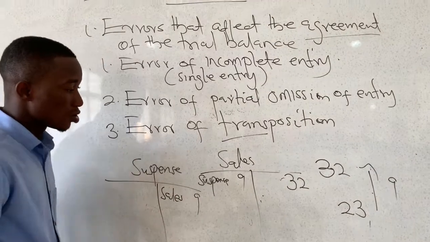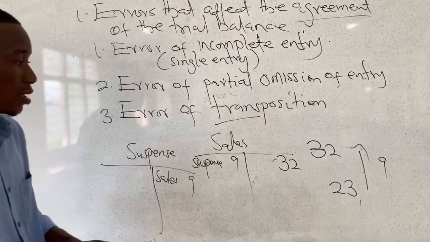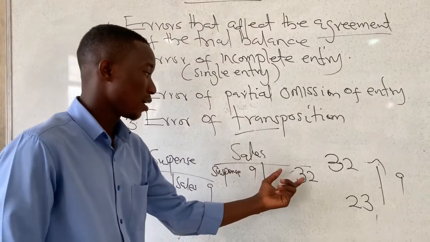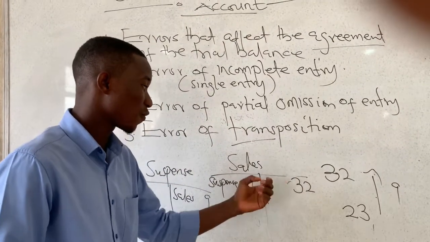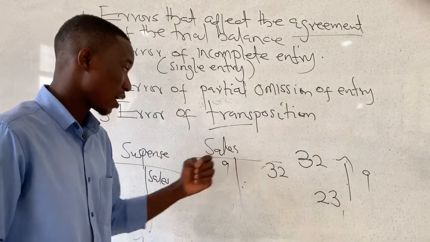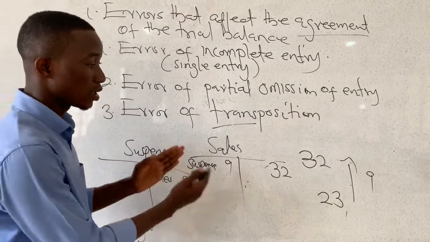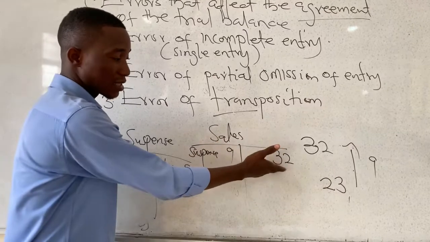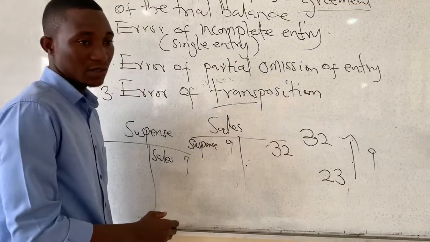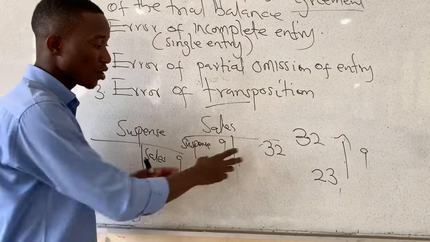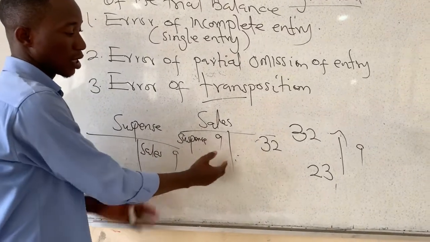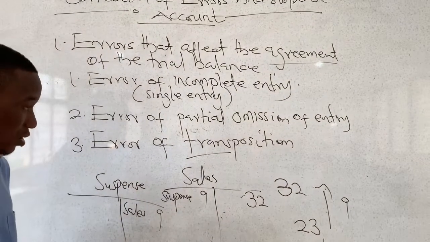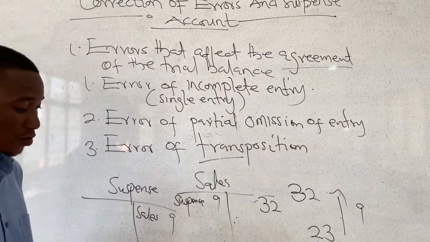So what happens is that in accounting, anytime we are subtracting an amount from the T account or the ledger, what happens is that we record it at the opposite side. But anytime you are adding up and the account has a credit side, record it at the same side. Is that okay? But when you are subtracting, as you are subtracting the 9, you record it at the opposite side. That is basically what it means. So this is how we treat an error of transposition.